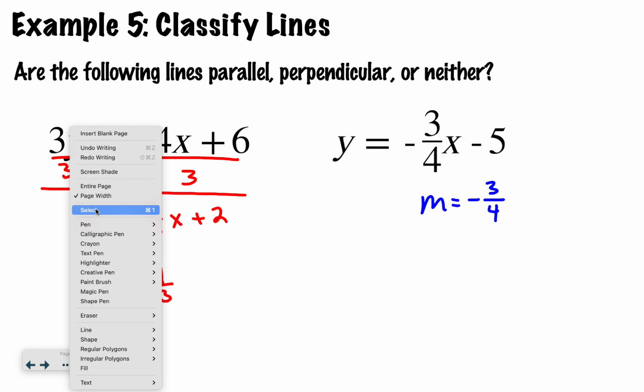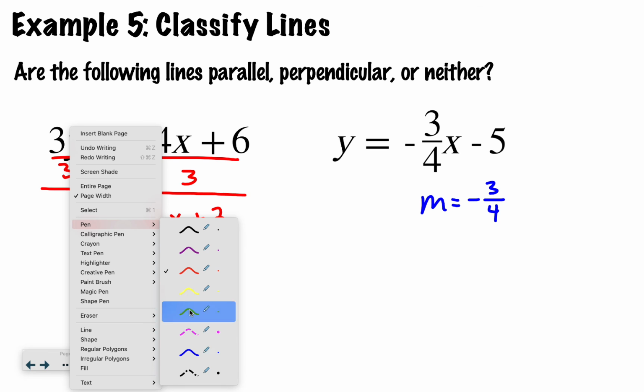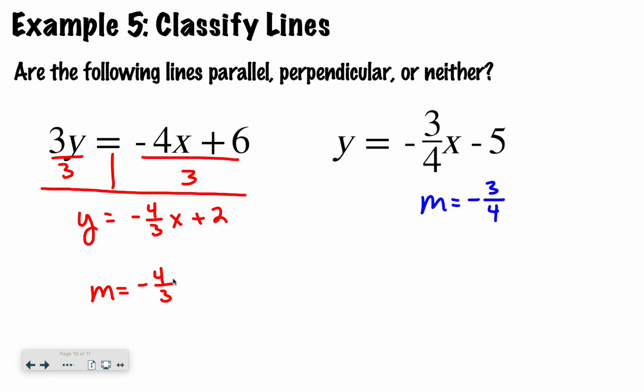Okay, so now I have my two slopes, and I would want to see, are these two slopes the same? That would make them parallel. Negative 4 over 3 is not the same thing as 3 over 4. So I know it's not parallel. And then perpendicular means that I have two slopes that are opposite reciprocals of each other. So if I look, I have 4 over 3 and then 3 over 4. So they're reciprocals, but since they're both negative, that means they're not opposite. So they cannot be perpendicular, which means these two equations, these two lines, are neither. They're not parallel and they're not perpendicular.